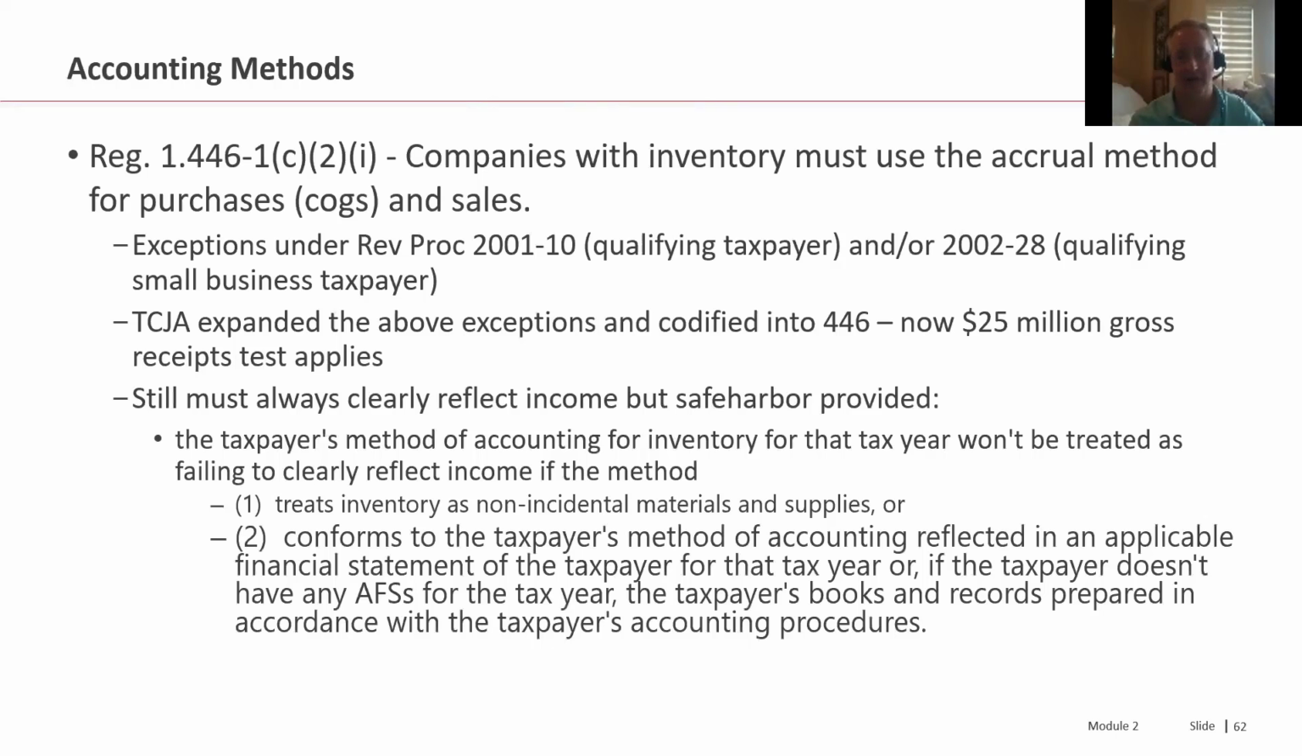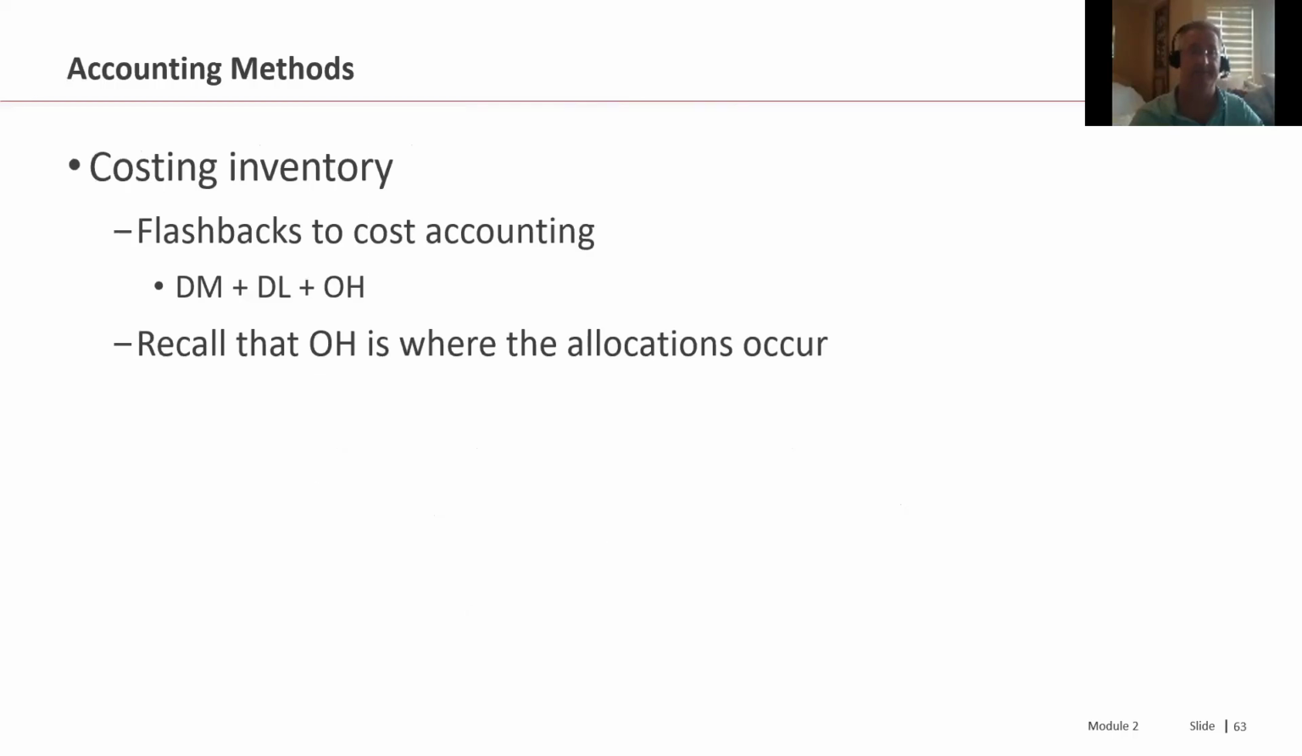And there's a safe harbor that they provided that said, look, obviously keeping it on the accrual method clearly reflects income. But if you don't want to do that, you can treat it as if it's non-incidental materials or supplies, or whatever you do for book purposes. So that's a pretty good rule. So if you keep it under some other method for book purposes, boom, you're done. If you don't keep it under that method for book purposes, then you better treat it as non-incidental materials and supplies.